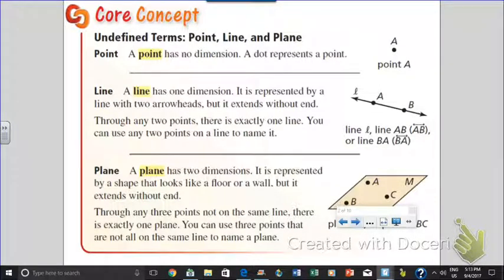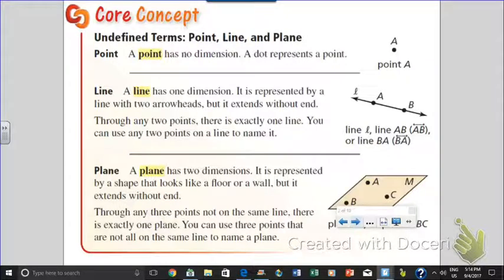Our undefined terms in geometry are the point, line, and the plane. A point has no dimension. It is represented by a dot. It's labeled with a capital letter, using the symbol of the dot or the name point. A line has one dimension. It's represented by the two arrowheads and extends indefinitely in both directions.